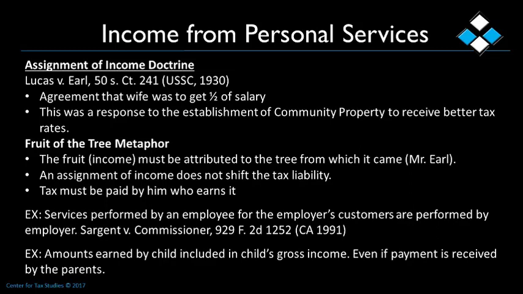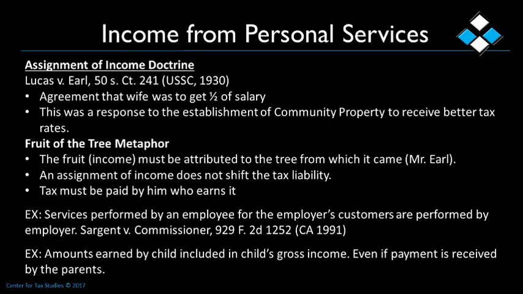And during this time in the 30s, there was no such thing as married filing jointly or married filing separately, etc. These two parties were filing on their own tax return. And so to receive better tax rates, each party, Mr. Earl and Mrs. Earl, would receive 1/2 of Mr. Earl's salary. Well, the Supreme Court came down and came up with this idea of the fruit of the tree analogy, also known as the assignment of income doctrine.